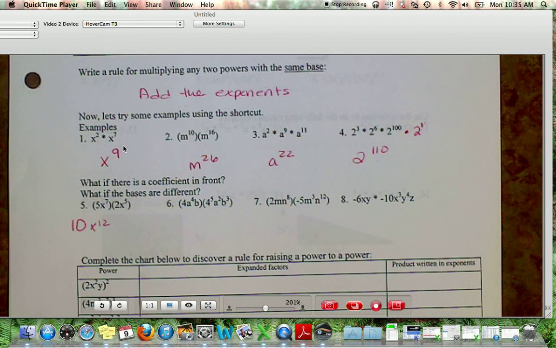You're going to do exactly the same thing for all three of these. So why don't you give those a shot? Go ahead and push pause. We'll come back and check it.